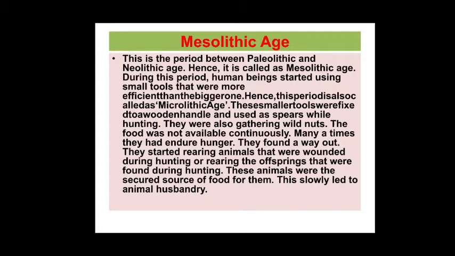They started training animals that were found wandering during hunting, or rearing the offspring found during hunting. These animals were a secure source of food for them. So they did not have to continuously hunt and search for wild animals; this was a way to satisfy hunger. This slowly led to animal husbandry.